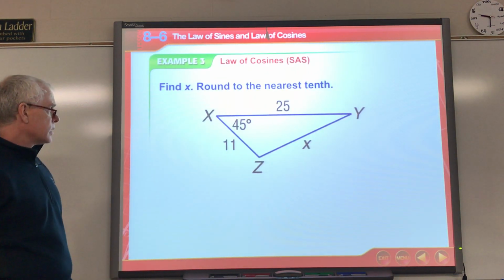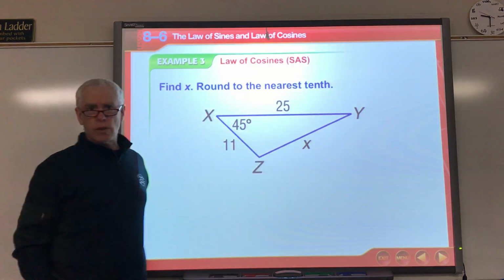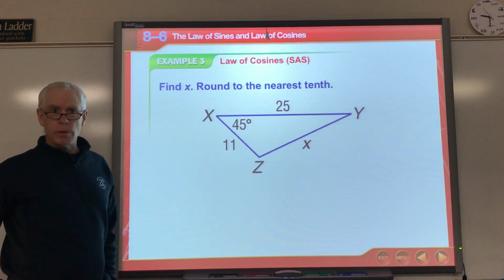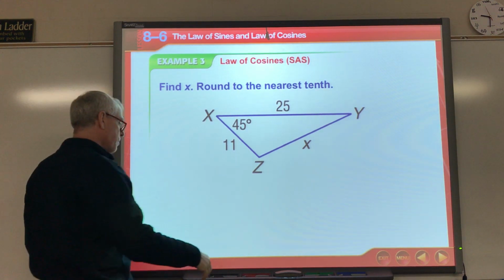So let's take a look. I'm given side angle side, so law of cosines works pretty well. I'm going to write out here on this screen so you can see what we would do, and then we'll see it solved on the next screen, okay?